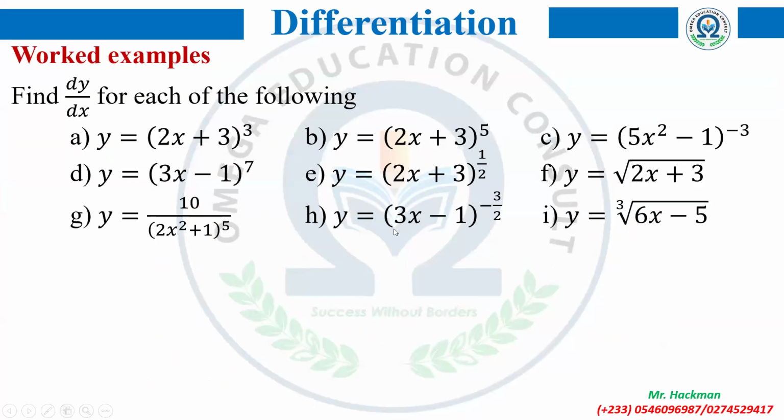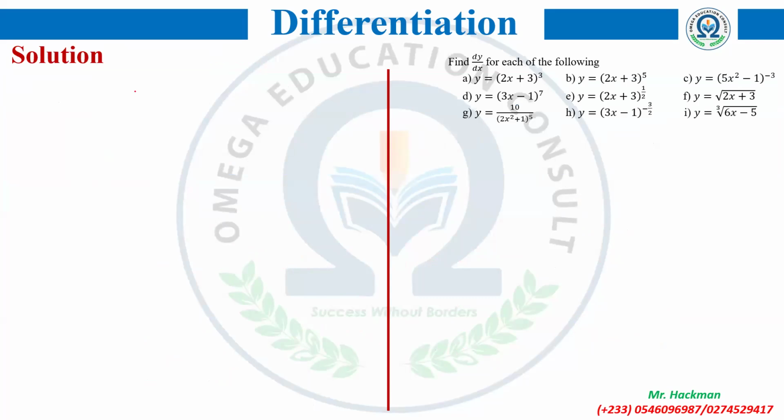So let's see how best we can apply the concept that we have there. Let's look at the following questions and the solution. We are supposed to find dy/dx of the following. So it means the operator here is d/dx, so we are differentiating each of the functions here with respect to x. So A, no major question number. What am I given? y is equal to (2x + 3)^3.